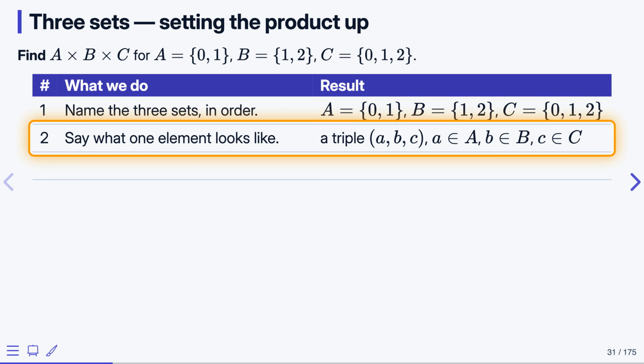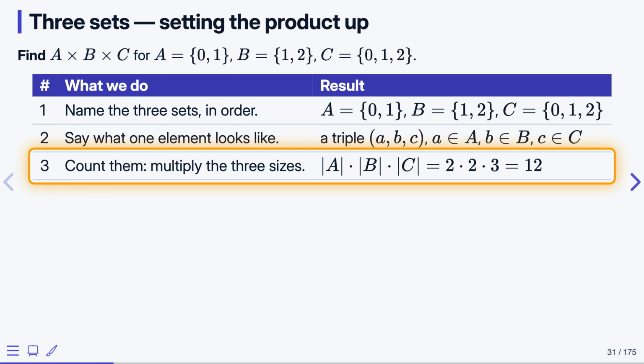Step 2. Say what one answer looks like. Each element is a triple, a first entry from A, a second from B, a third from C. Step 3. Count them before you list them. 2 choices for the first slot, 2 for the second, 3 for the third. 2 times 2 times 3 is 12, so we expect 12 triples.